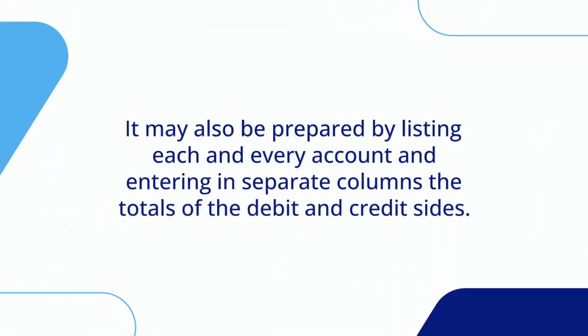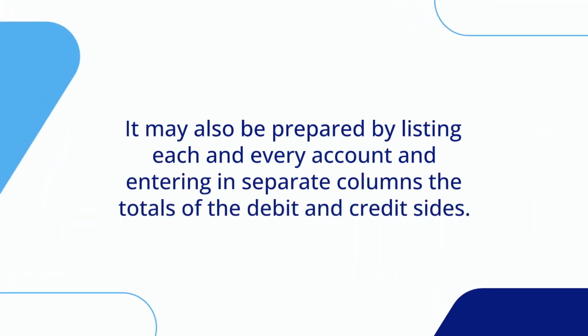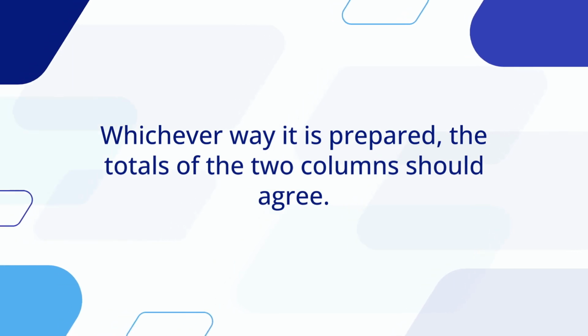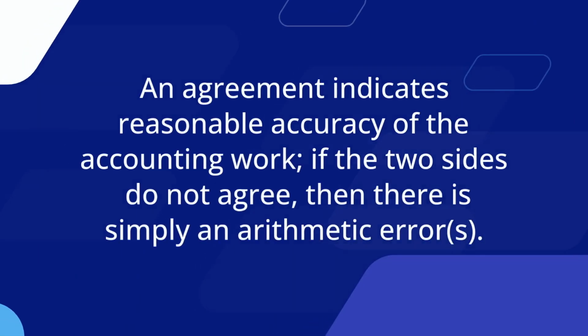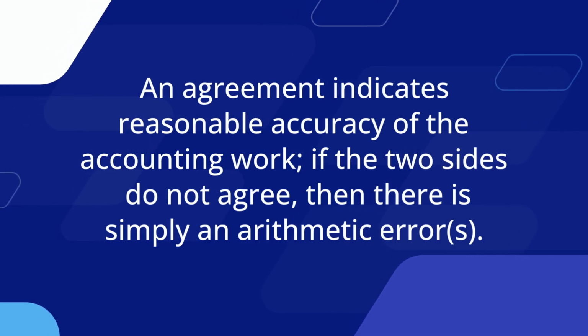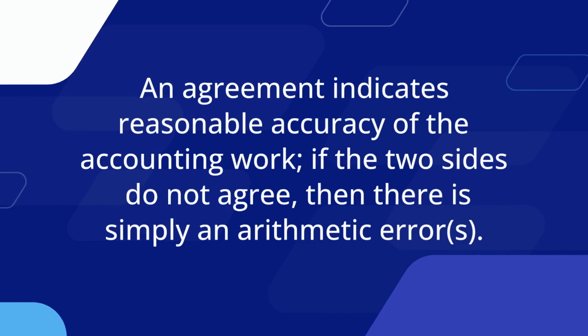It may also be prepared by listing each and every account and entering in separate columns the totals of the debit and credit sides. Whichever way it is prepared, the totals of the two columns should agree. An agreement indicates reasonable accuracy of the accounting work. If the two sides do not agree, then there is simply an arithmetic error or errors.